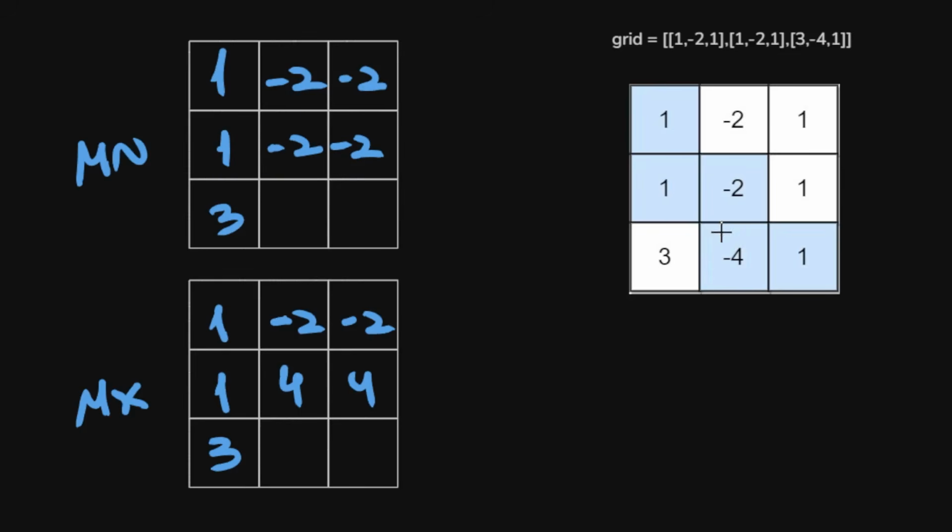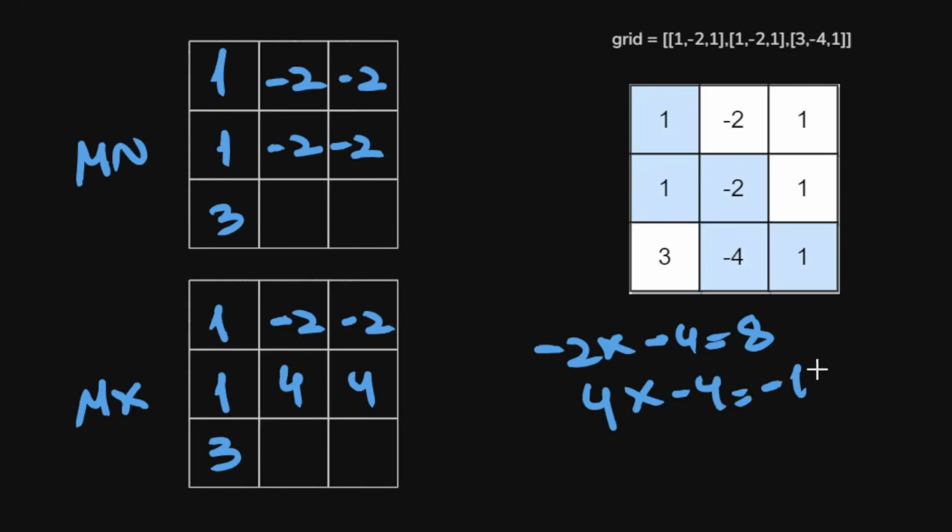Now we are here. If we come from above, regarding the minimum accumulated product, we have a minus 2. This times minus 4 is equal to positive 8. Regarding the maximum, we have an accumulated number of 4 times minus 4. This is equal to minus 16.